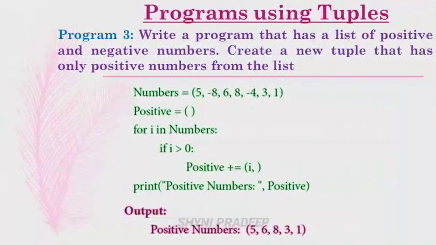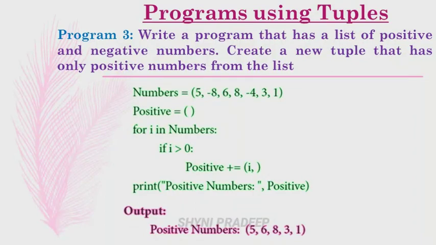See the next program. Write a program that has a list of positive and negative numbers. Create a new tuple that has only positive numbers from the list. So a list of positive and negative numbers is there. You have to create a new tuple with the positive numbers. Okay. So see the program. Numbers is equal to 5, minus 8, 6, 8, minus 4, 3, 1. In this numbers list, positive and negative numbers are given. You have to take the positive numbers in a new list. So positive is equal to empty tuple. This is an empty tuple. Here you have to add all the positive values.